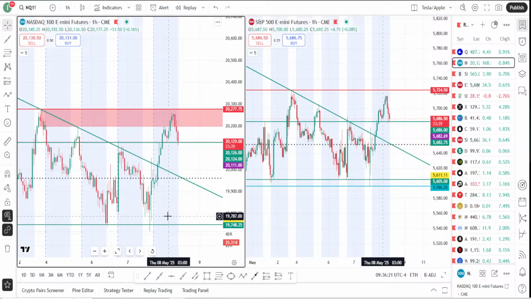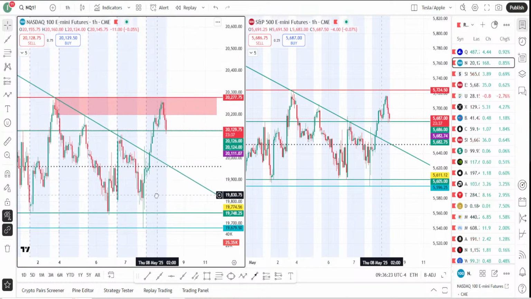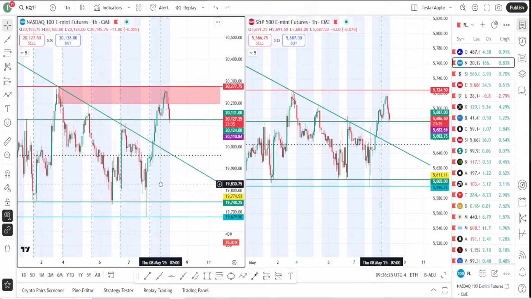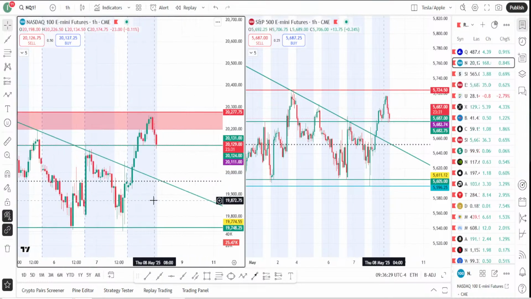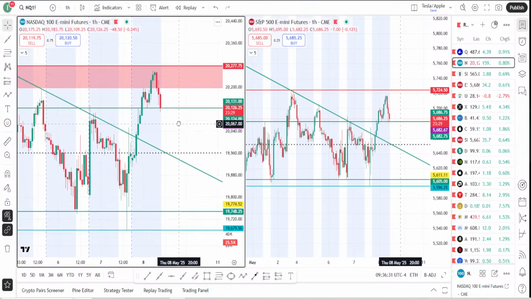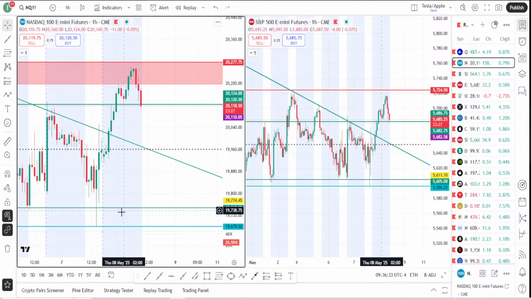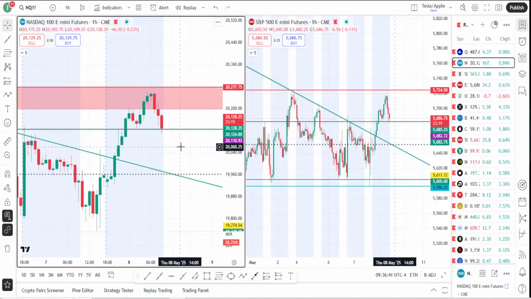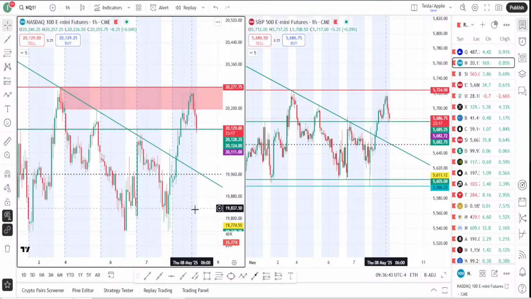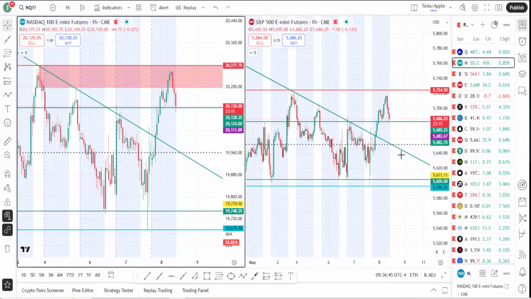I'm trying to make everything as simple as possible. Just sticking to the basics. Just marking up support and resistance. And just try not to overcomplicate things, because trading can be very complicated. But if we keep it simple, then it can be made easy. And that's what we're here to do. Try to make it as easy as possible, make some money on the way.